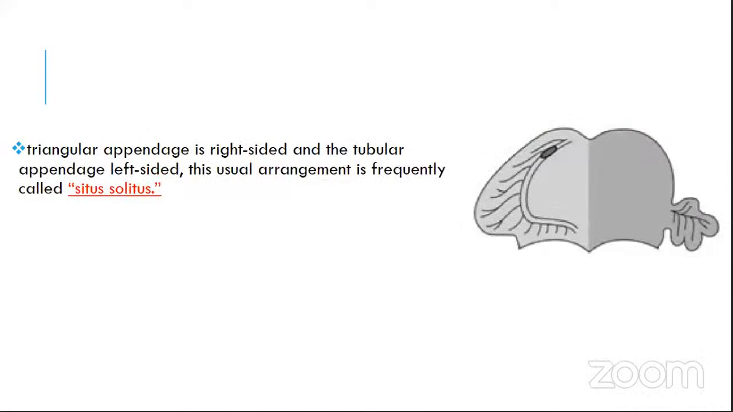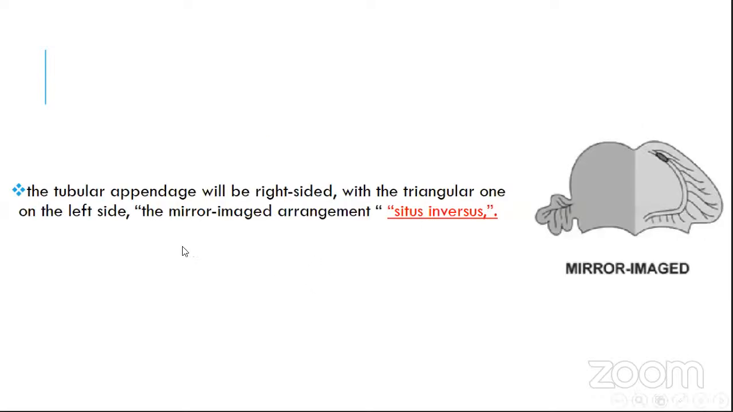If the triangular appendage is right-sided and the tubular appendage is left-sided, as you can see here, this usual arrangement is frequently called situs solitus, which is the usual. If the tubular appendage is on the right side and the triangular on the left side, it is called mirror image arrangement, which is situs inversus.